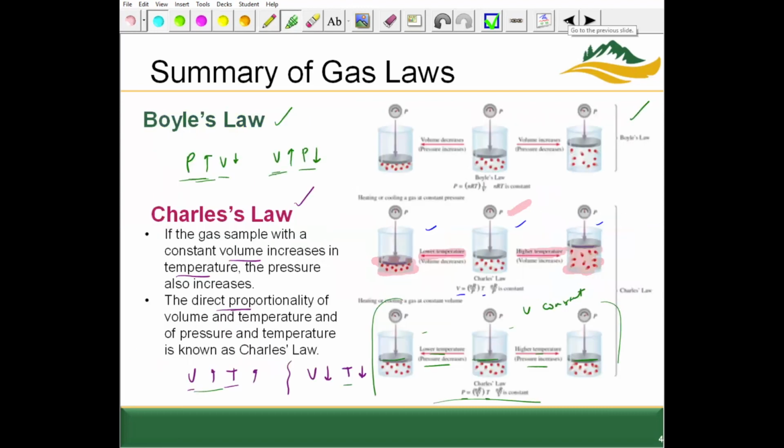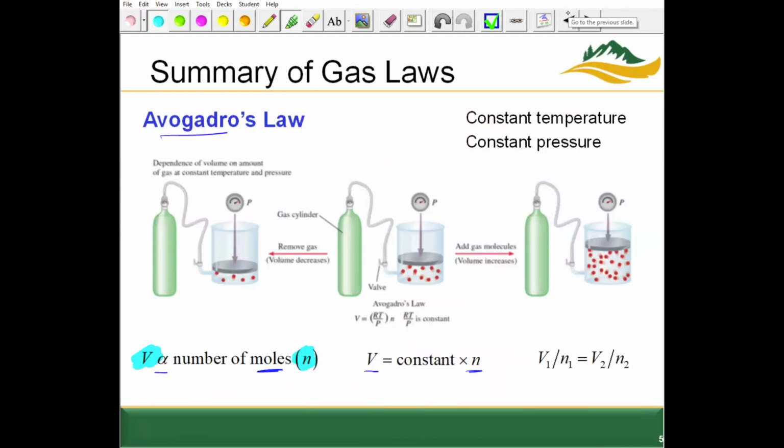Other terms that were directly proportional we've looked at is Charles' law with volume and temperature. Now for Avogadro's law, as we remove some gas, that is the same thing as decreasing the number of moles of gas. The volume also decreases. As we add gas molecules, the volume increases. So in the ideal gas law, we will start to see n.